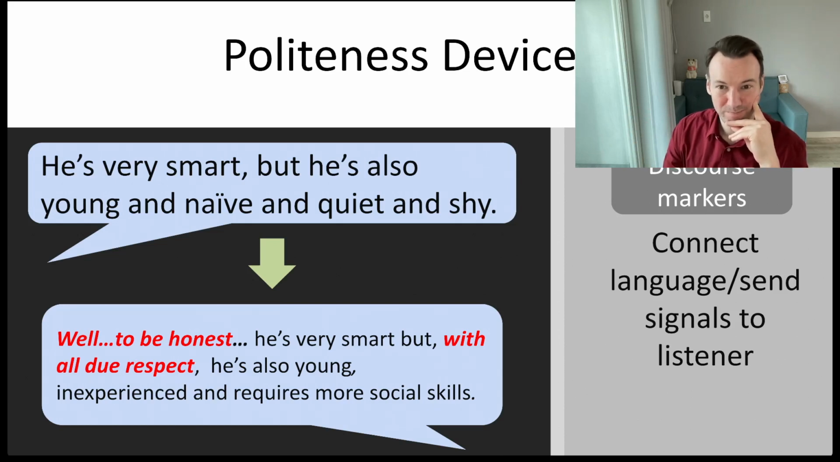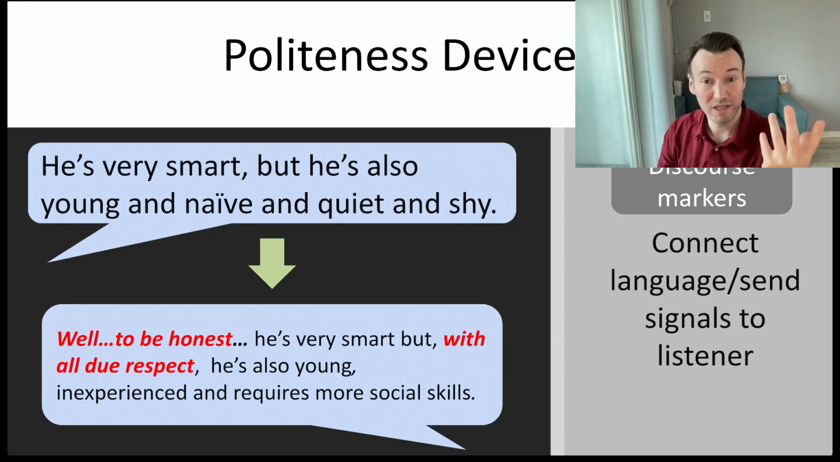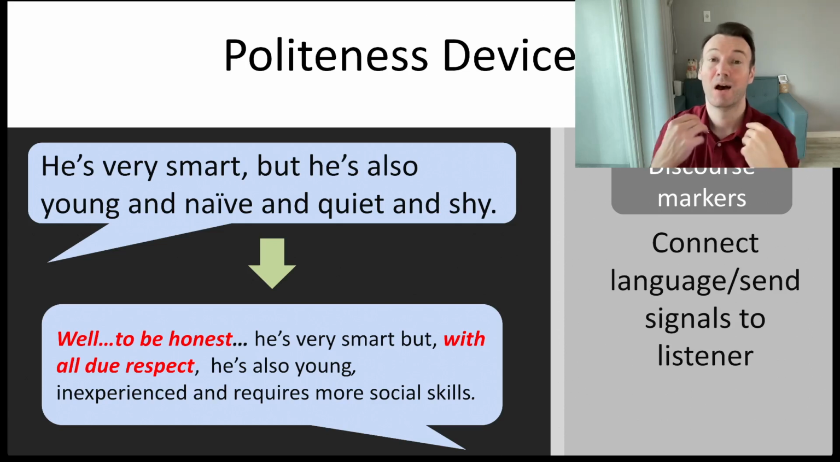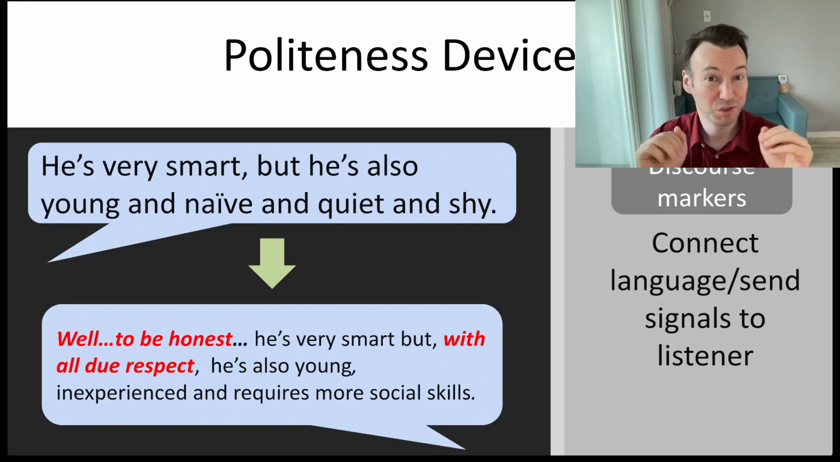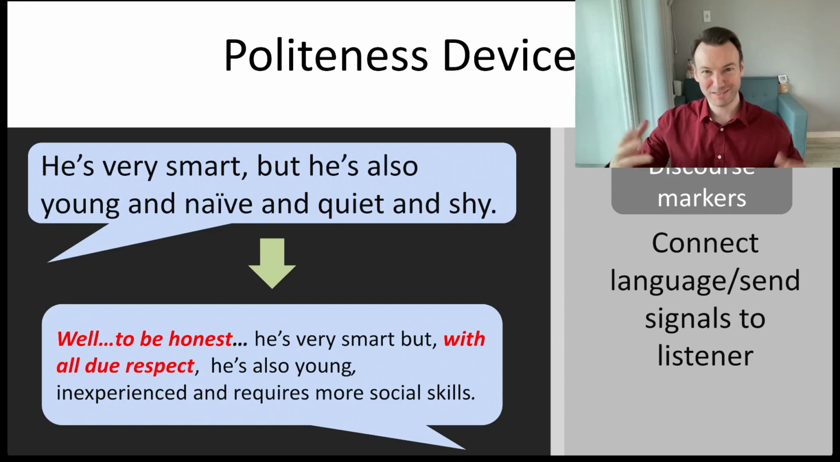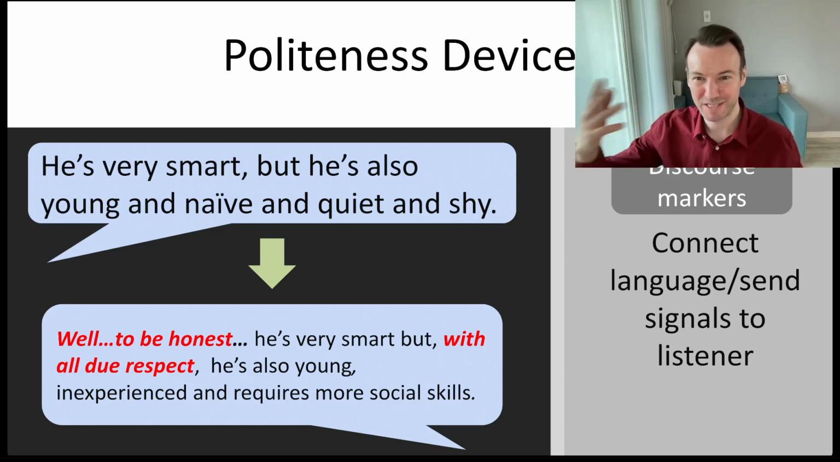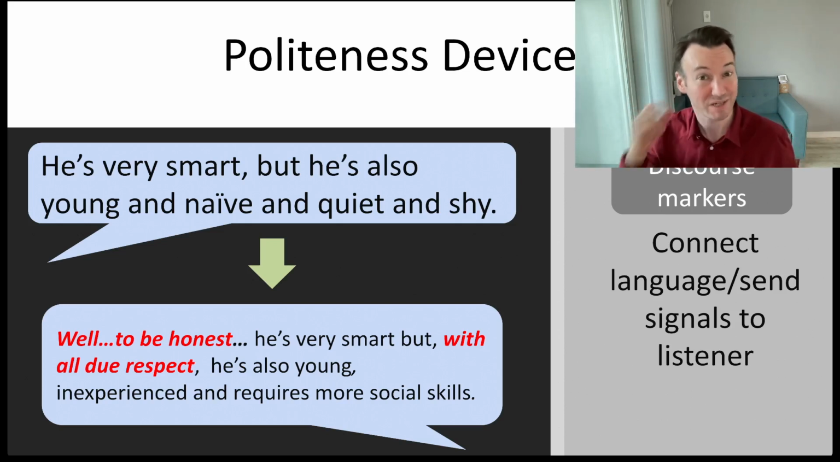To be honest. Okay, so when we hear that, what you're signaling is, get ready. You might not like what I am going to say. So, to be honest, the discourse marker, it's preparing the other person. I'm going to say something you might not like.